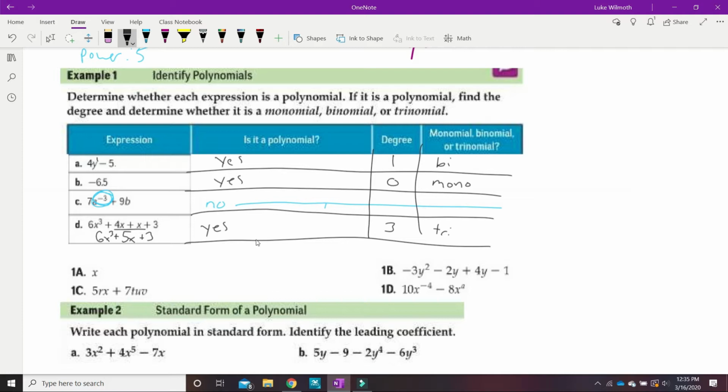So at this point in the video, you should try to do these problems down here by yourself. So I would pause the video for a minute and try to do these 4 problems.